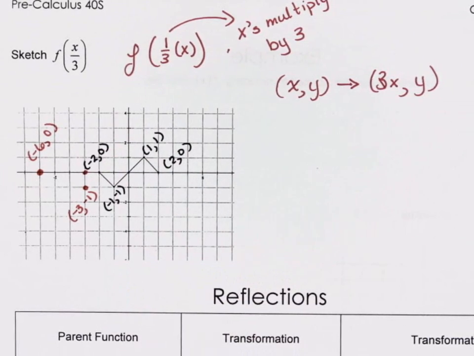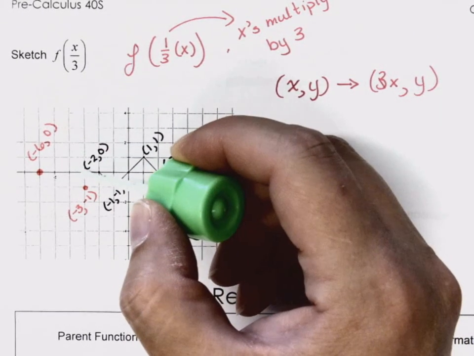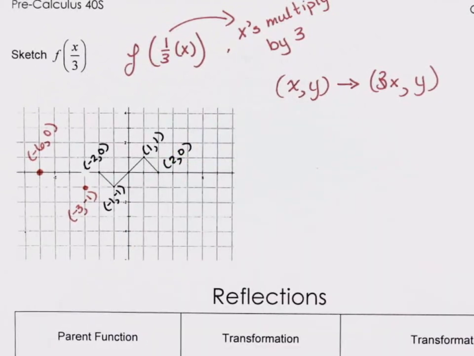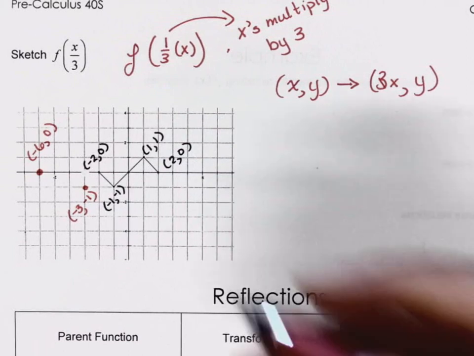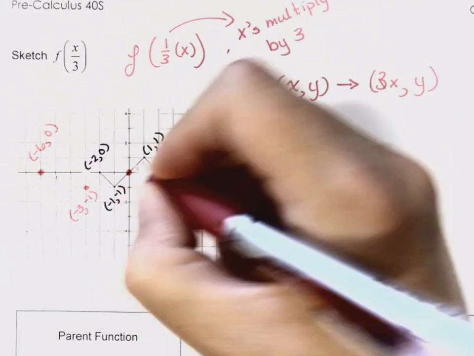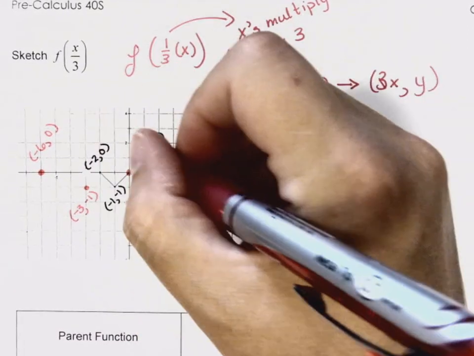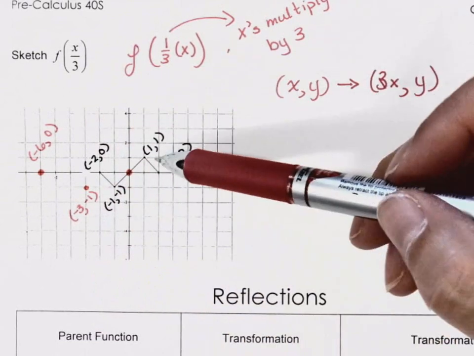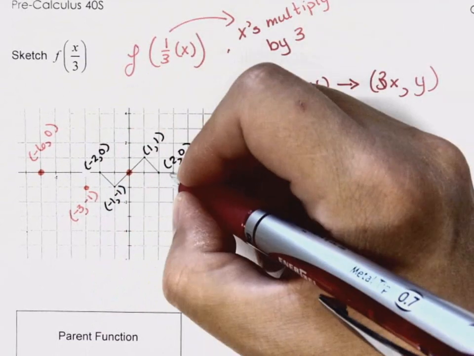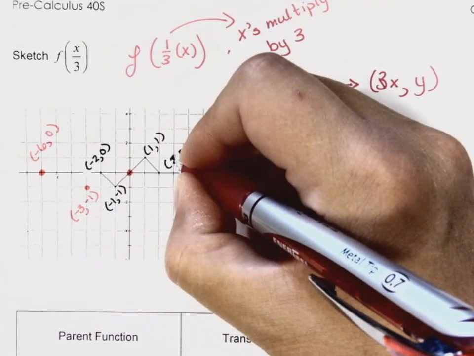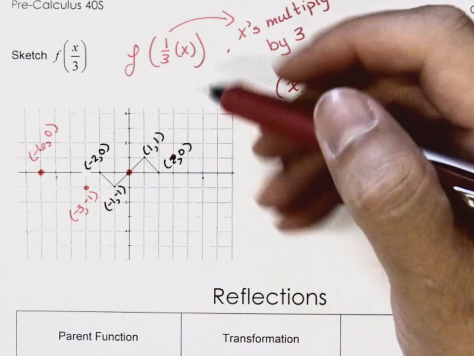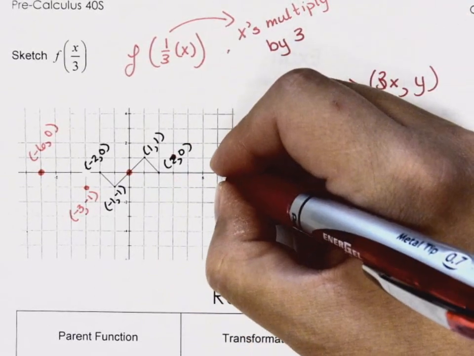Sorry, I dropped my pen on the ground. (0, 0). What's happening with that one? Invariant point. An invariant point stays where it is. (1, 1) moves to (3, 1). And (2, 0) moves to (6, 0).